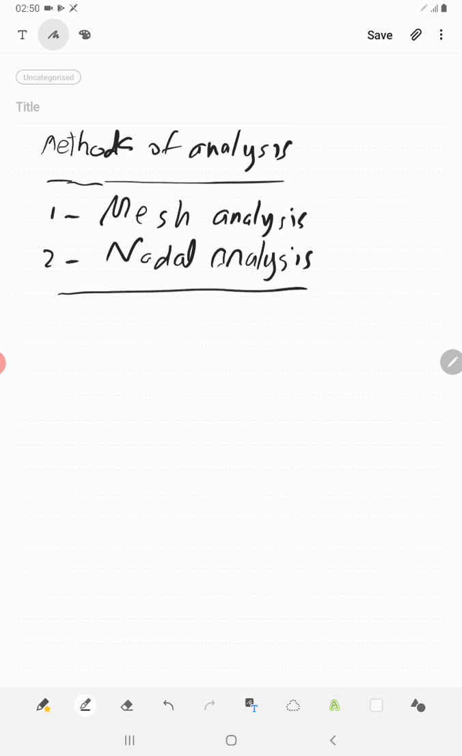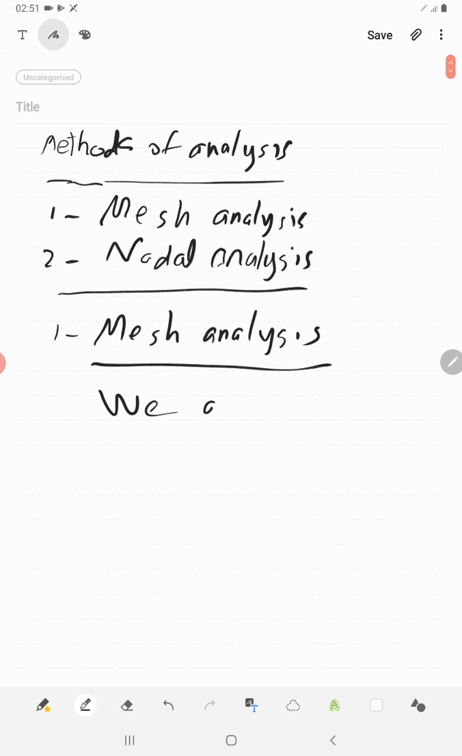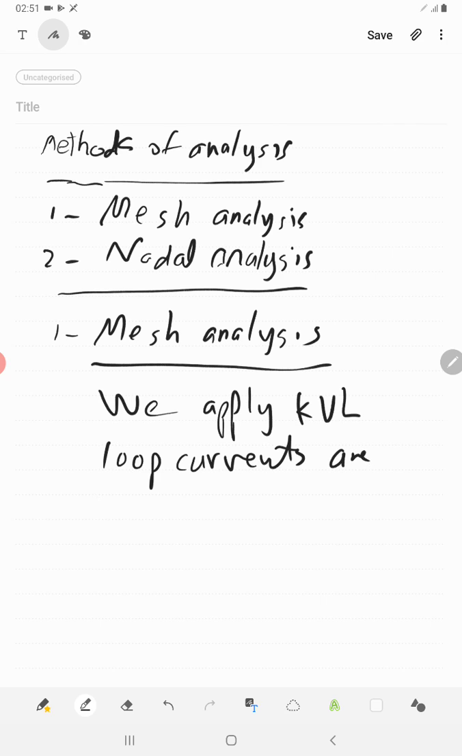Okay, so let's first talk about the mesh analysis. We apply KVL, Kirchhoff's voltage law. Loop currents are unknown. Okay, so we apply KVL to determine the unknown loop currents.